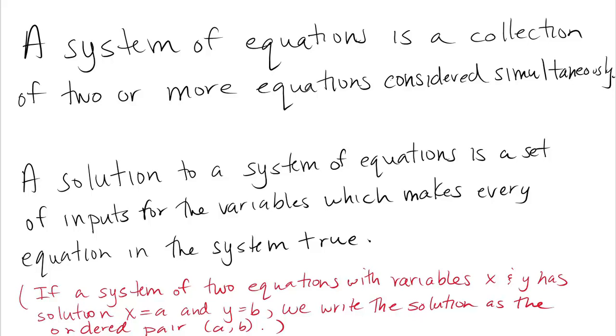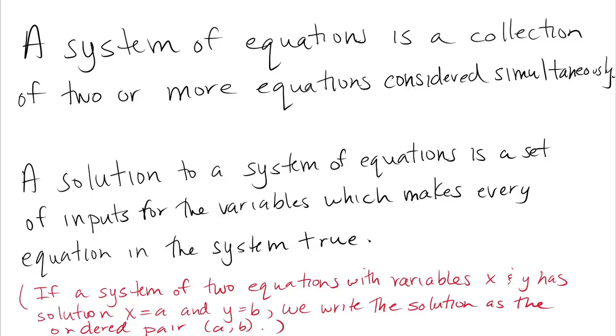A solution to a system of equations is a set of inputs for the variables which makes every equation in the system true. In this video, we're going to be focusing on systems of two equations with two variables. And if a system of two equations with variables x and y has a solution x equals a and y equals b, then we write the solution as the ordered pair (a, b).